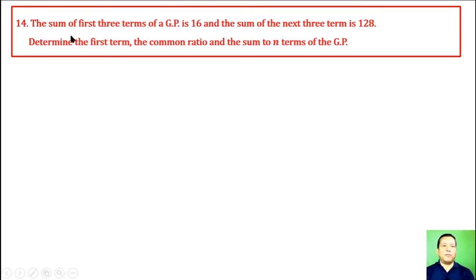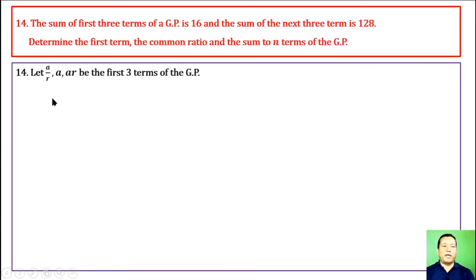Question number 14. The sum of the first three terms of a GP is 16 and the sum of the next three terms is 128. Determine the first term, the common ratio, and the sum to n terms of the GP. It is given that the sum of the first three terms of a GP is 16 and the sum of the next three terms is 128. Let a by r, a, ar be the first three terms of the GP. Then their sum is a by r plus a plus ar equal to 16. Solving, we get this, which is equation 1.